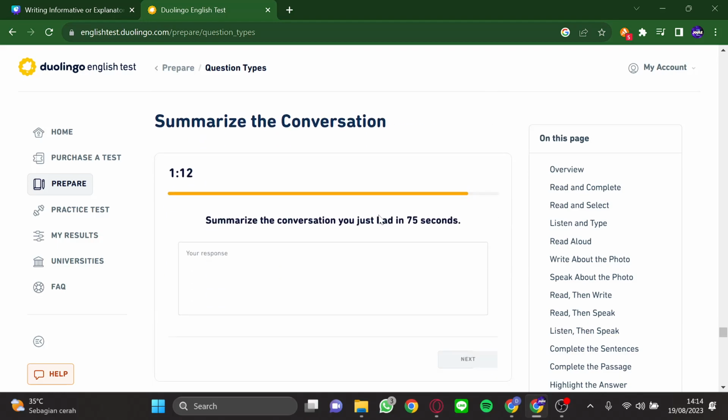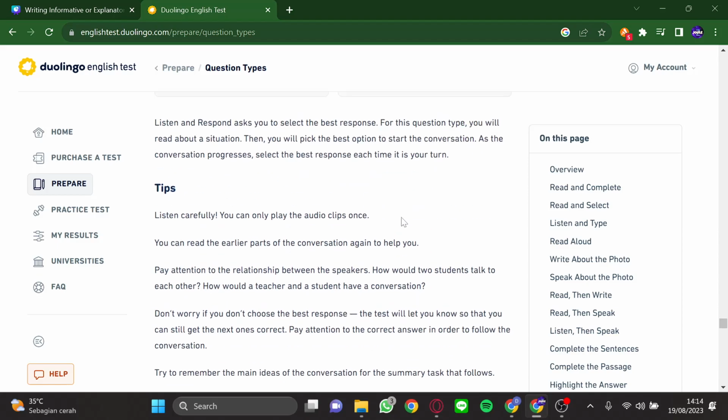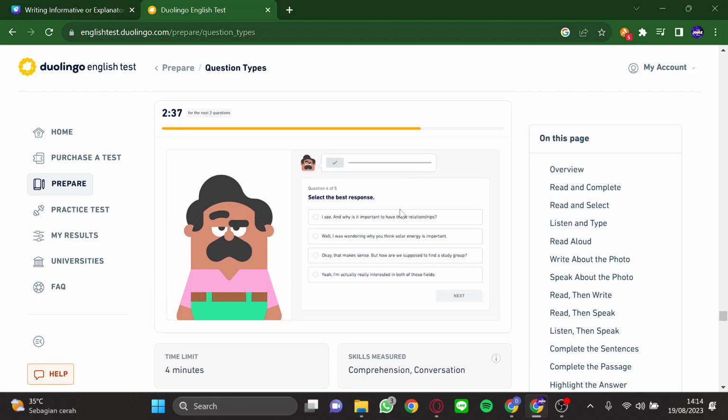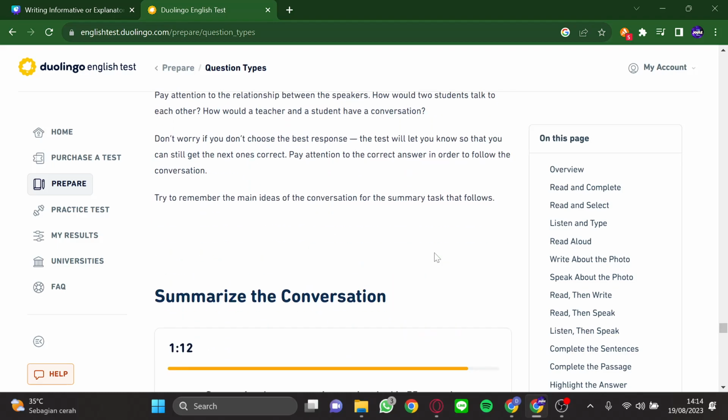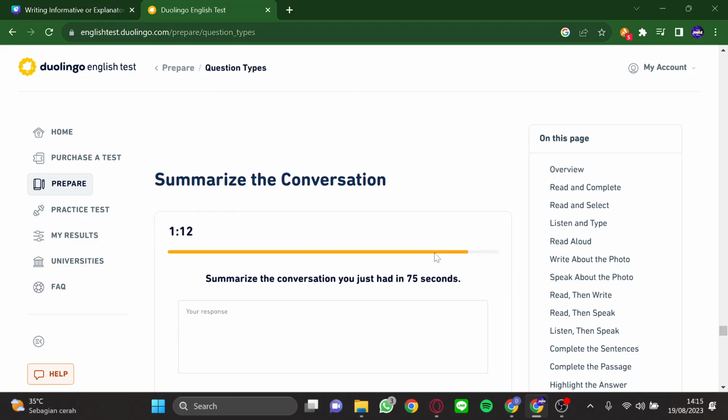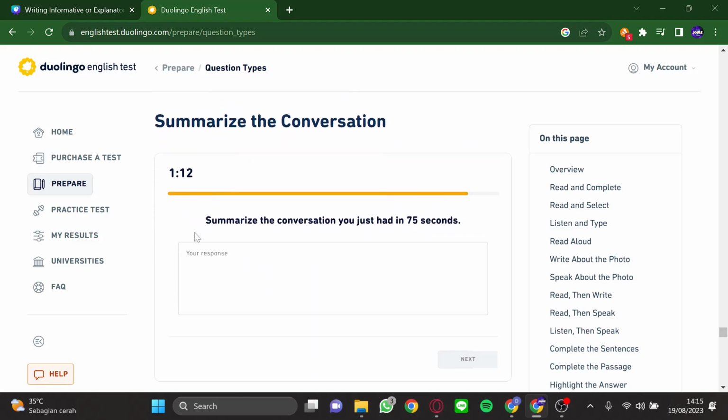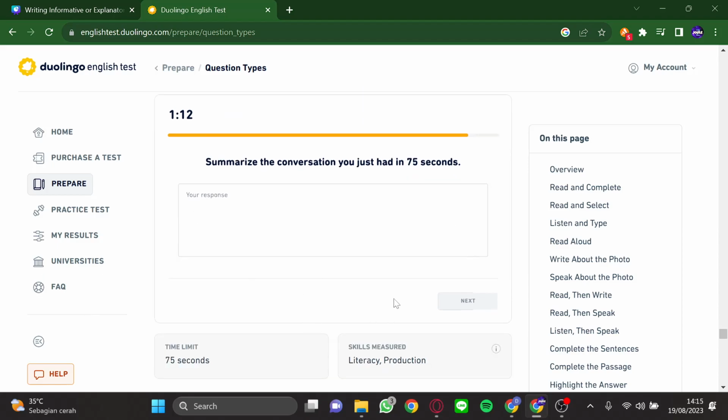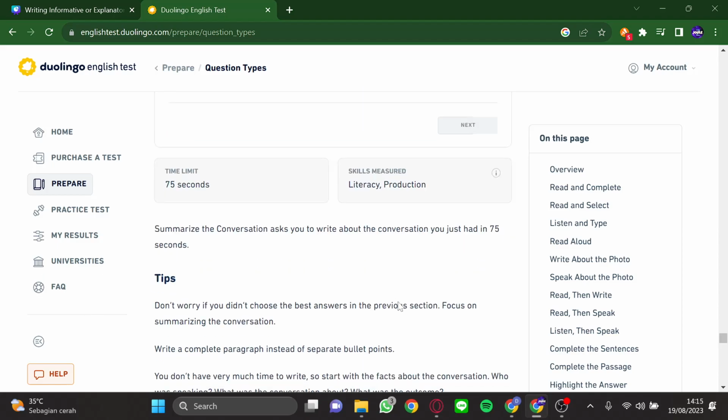This is basically the same interconnected question type as this one, but here you have to complete the dialogues first, and then after the dialogue is wholly completed, you can get into this section and summarize the dialogue that you've just undergone in 75 seconds. So you can write anything here based on the dialogue that you've just gone through.